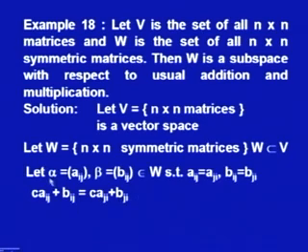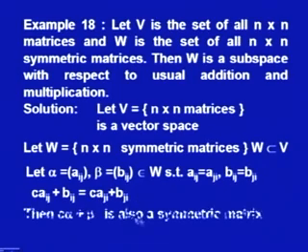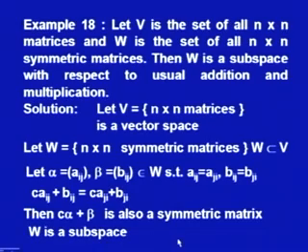Now, consider the linear combination C aij plus bij. So, we consider a typical element of this matrix C aij plus bij. Now, this is equal to C aji plus bji. So, we can say that C alpha plus beta is also a symmetric matrix. So, the operation is closed and W is a subspace.